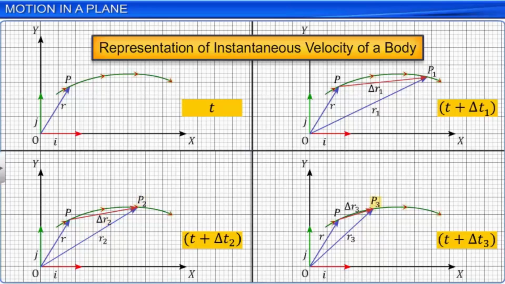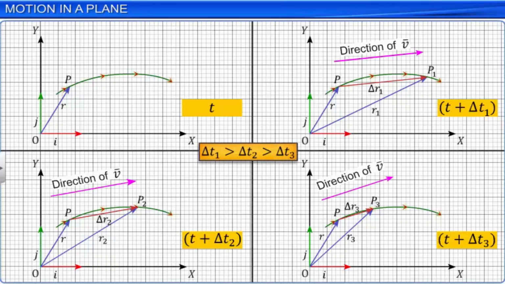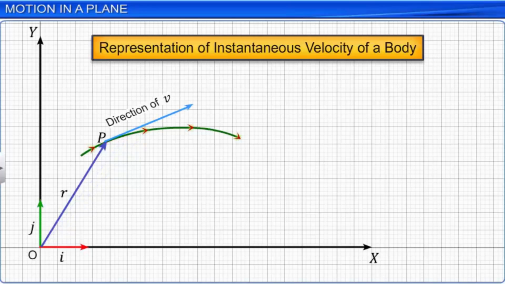The direction of average velocity vectors are shown in the graphs. Delta t1 is greater than delta t2, which is greater than delta t3. As delta t tends to 0, delta r tends to 0 and becomes tangential to the path at point P. The direction of velocity at any point on the path is tangential to the path at that point and in the same direction as that of motion.